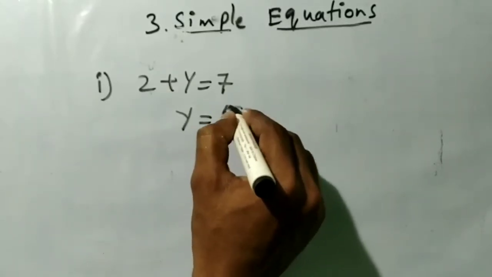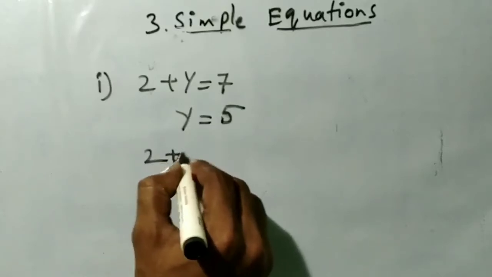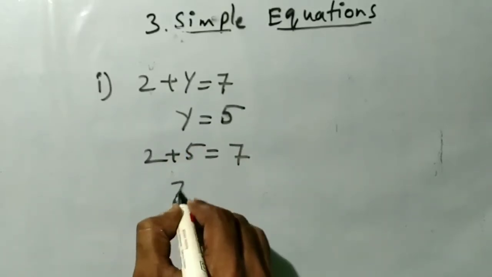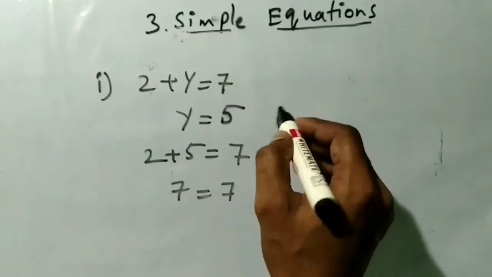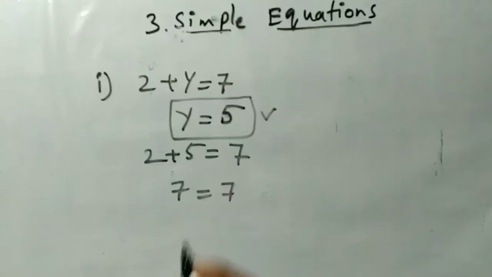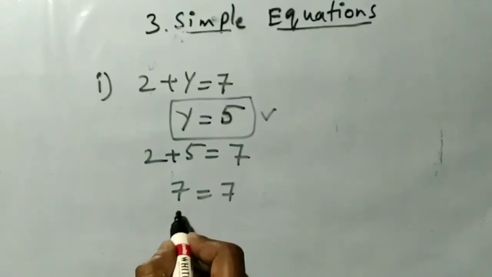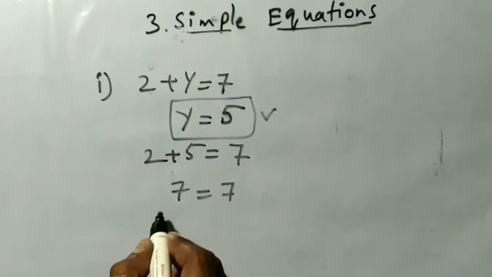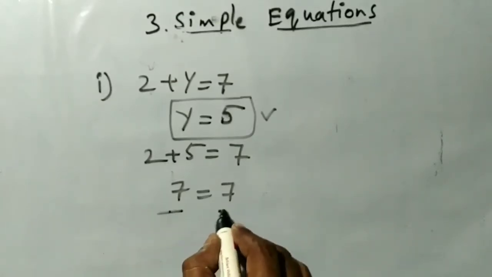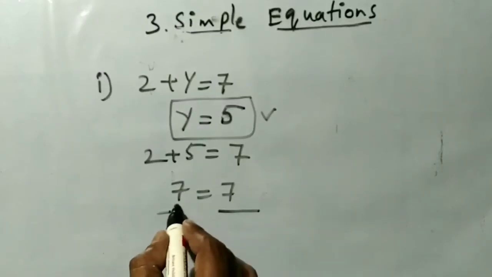That is y is equal to 5. That is 2 plus 5 is equal to 7. 5 plus 2 is equal to 7, that is 7 is equal to 7. Then here the y value is 5. Here we have to prove that we should get LHS, that is left hand side, is equal to right hand side, that is 7 is equal to 7.